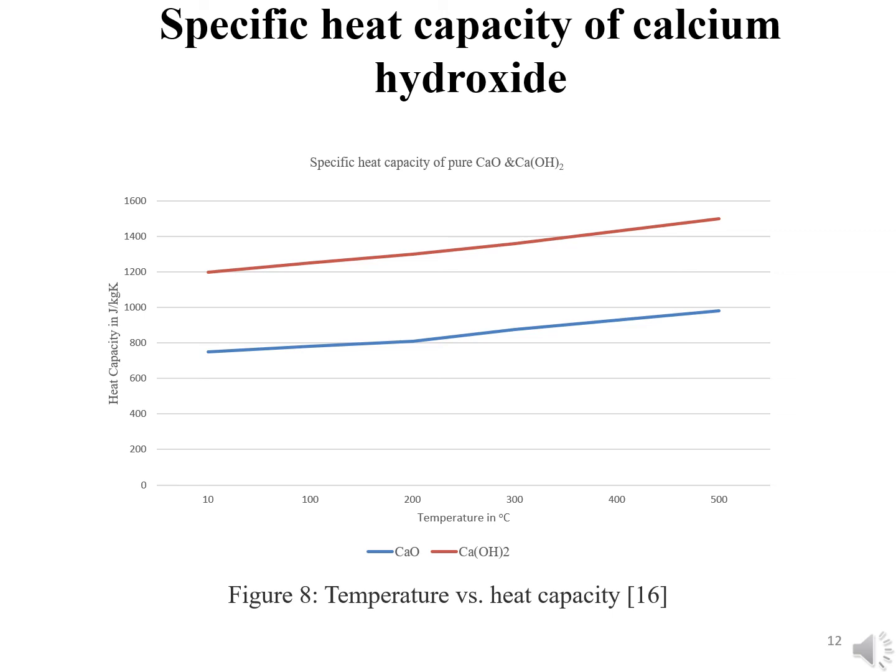As shown in figure 8, a line graph of temperature versus heat capacity of calcium oxide and calcium hydroxide is shown, where the temperature range is between 25 degrees Celsius and 500 degrees Celsius. As we can see, heat capacity slightly increased as the temperature increased from 10 degrees Celsius to 500 degrees Celsius.